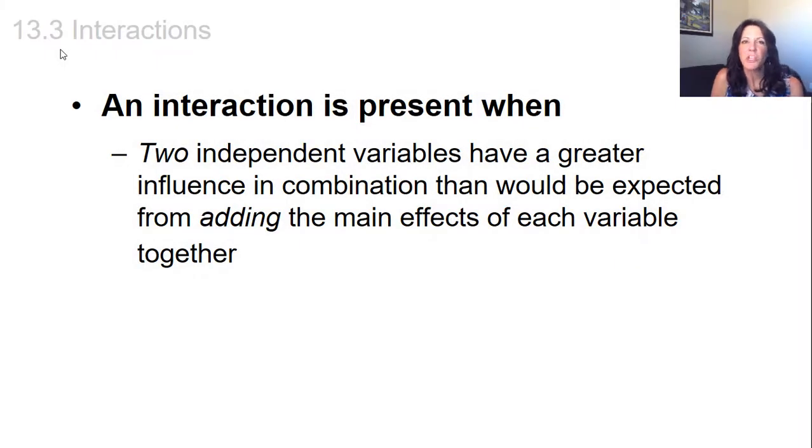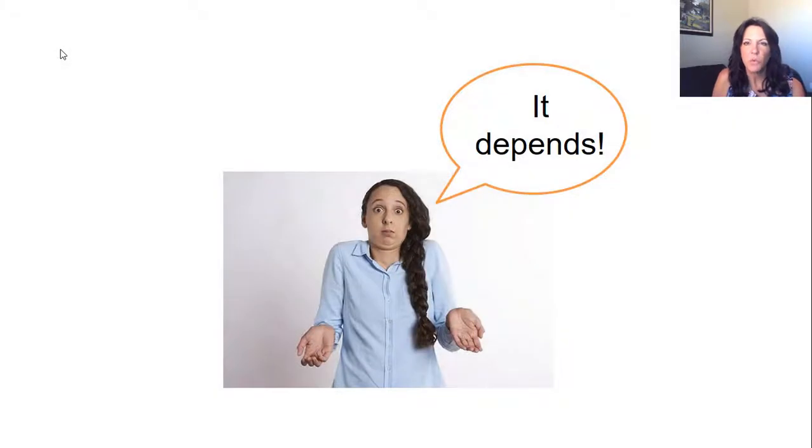So an interaction is present when two independent variables have a greater influence in combination than you would expect from adding the main effects of each variable together. So we're going to use the words "it depends" when we're talking about interactions. So you might say, is there an effect of anxiety on job interview performance? A good answer might be it depends if there's an interaction between that and camera usage. Just keep the words "it depends" in your mind and we'll come back to it.